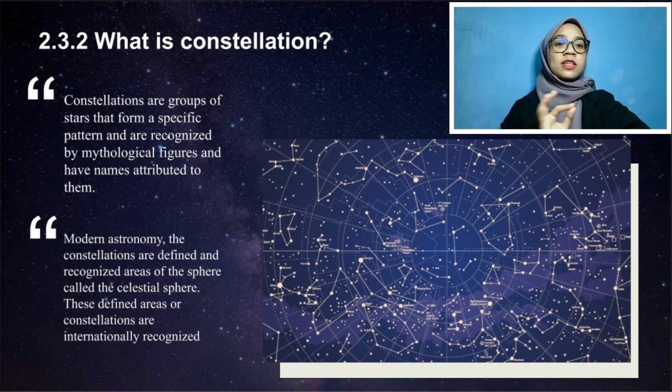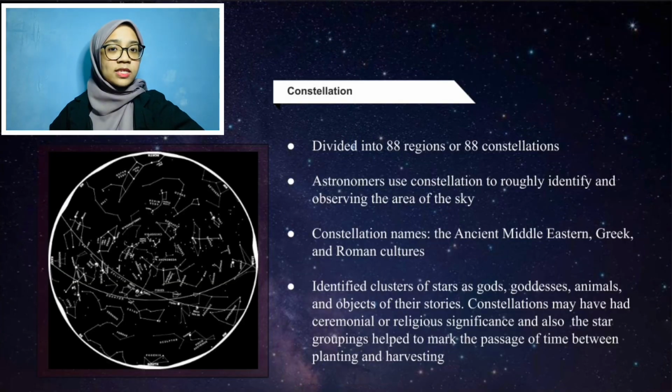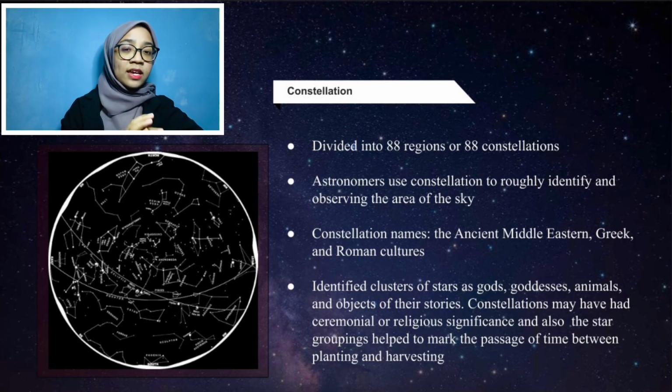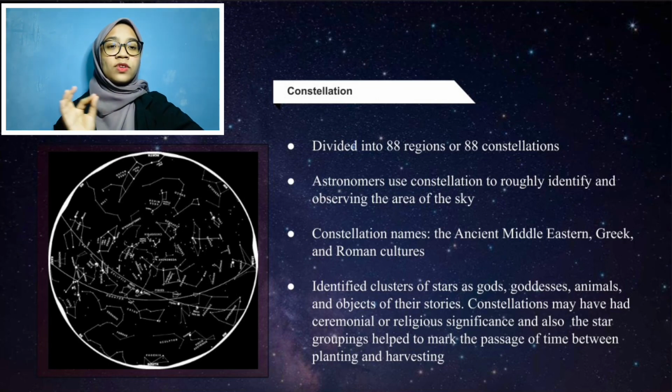They form constellations. On a modern star chart, the entire sky is divided into 88 regions, or 88 constellations. Every star in the sky is within the boundaries of one of these constellations.